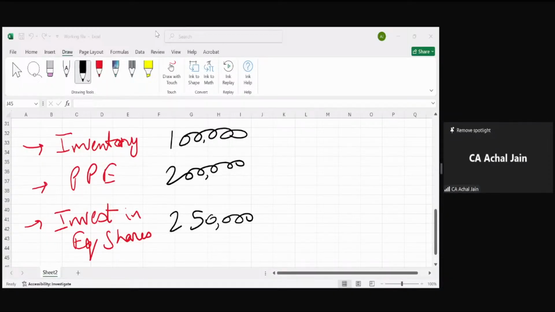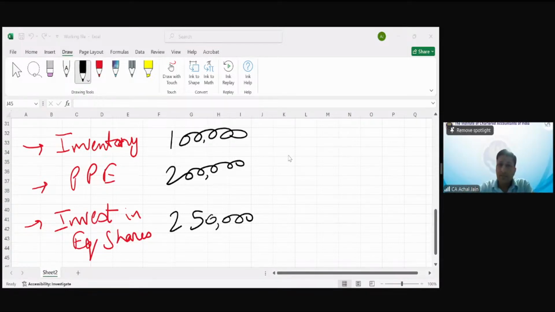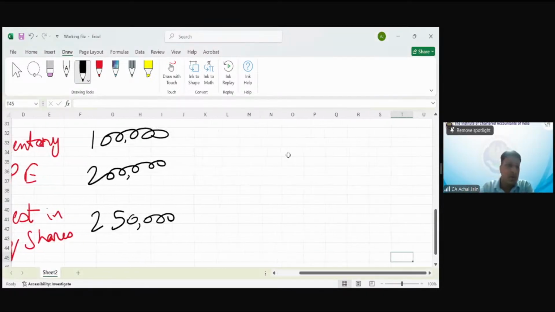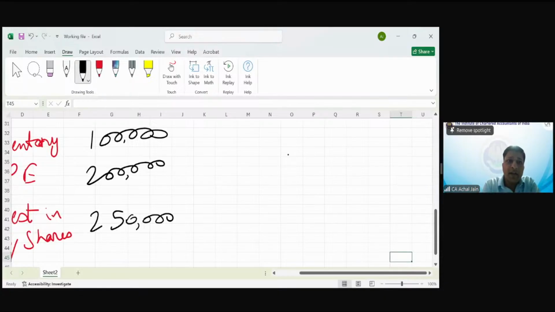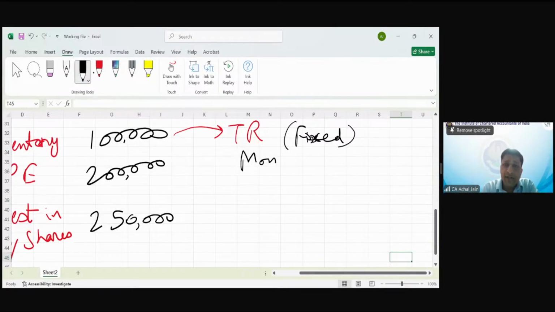Okay. So for inventory, what do you do? You will convert it into trade receivable. Means when you sell the inventory, it converts into trade receivable. And that is when it becomes kind of fixed. Correct? Yes, sir. And that's what you call as monetary.